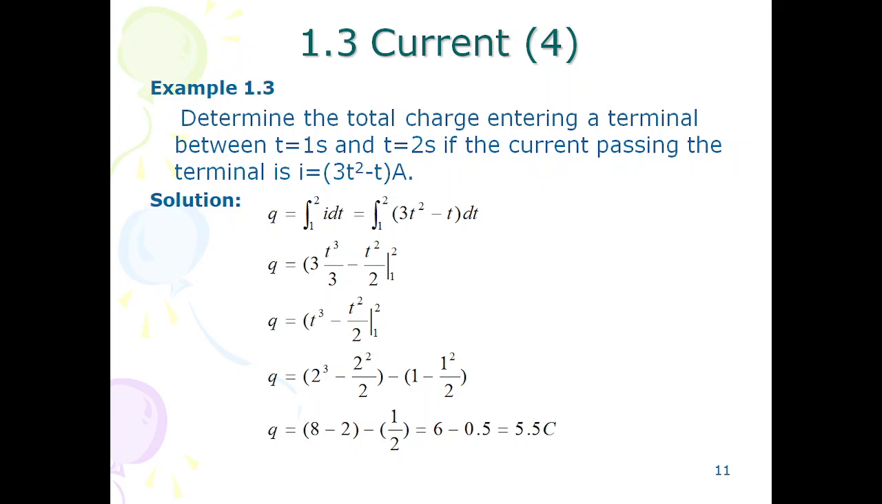3 as a constant comes out of the integral. The integral of t square is t cube by 3, and minus the integral of t is t square by 2. Then we have to put the upper limit minus lower limit, and the answer is 5.5 coulomb.